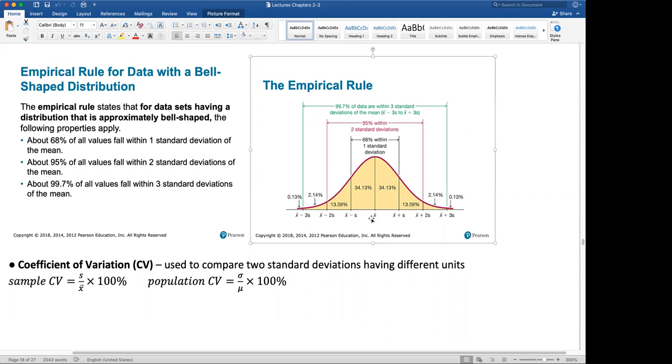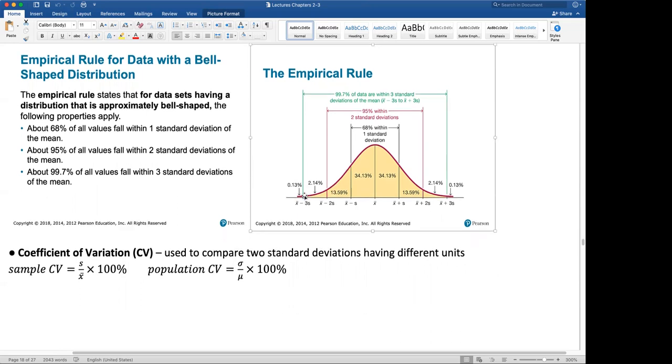S is the sample standard deviation. And then about 95% of all values fall within two standard deviations, and about 99.7% of all data values fall within three standard deviations of the mean. That's the empirical rule. We can apply the empirical rule only if the data has an approximately normal distribution, meaning the graph of the data distribution is approximately bell-shaped.